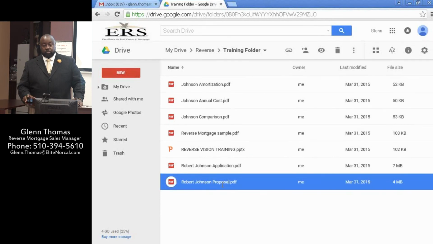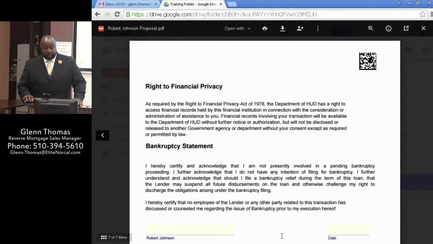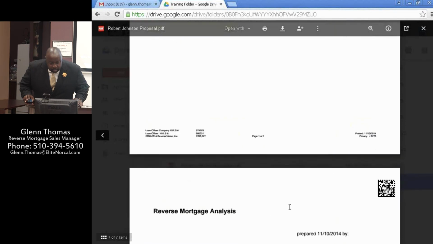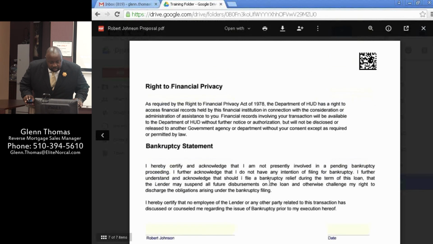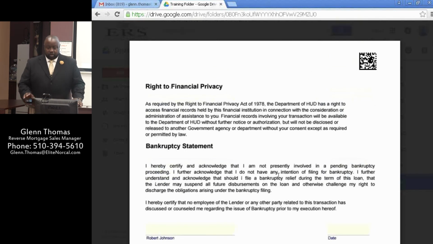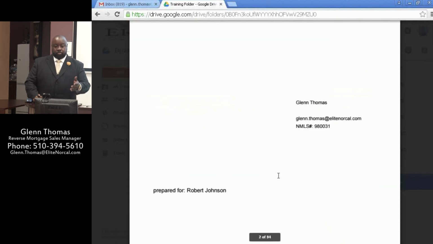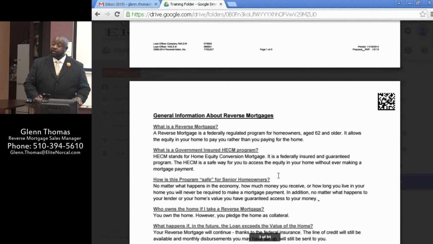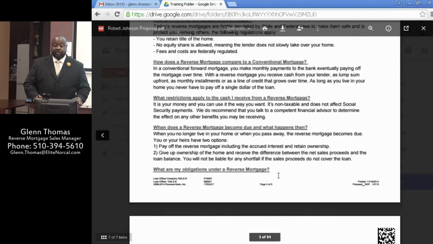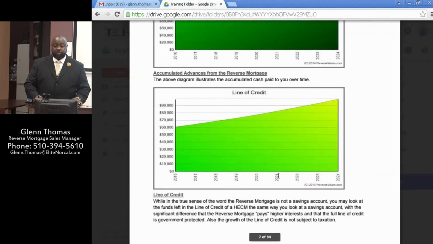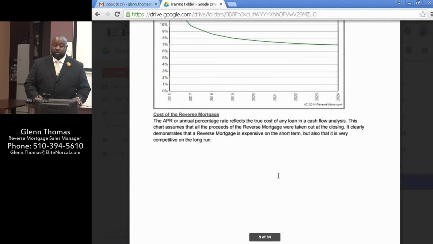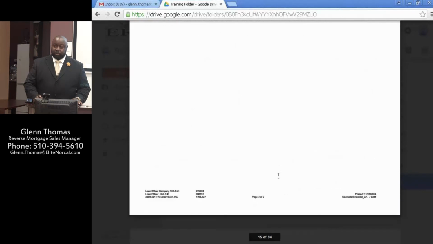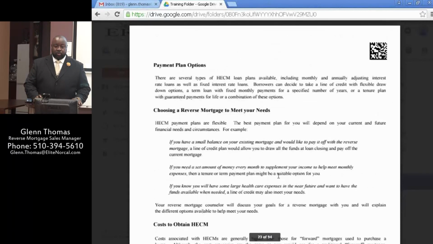This is a proposal. You can give them an official proposal if you want to. How many pages is that one? I think that was 90 something. So if you want to give them a proposal, here's a proposal, get your information on there. 94, yeah. And the reason the proposal has so many pages is because there's a booklet in there, Use Your Home to Stay in Your Home.